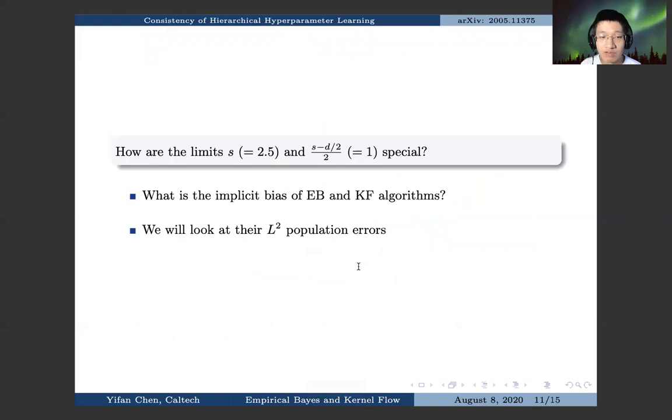Okay, hope I have convinced you that the theory is correct. And now we are going to ask another question, which may be even more interesting and important. That is, why do the two algorithms converge, and how are the limits special? This is related to the question of implicit bias of different algorithms in learning parameters. To answer this question, we turn to look at their L2 population errors or L2 generalization errors.